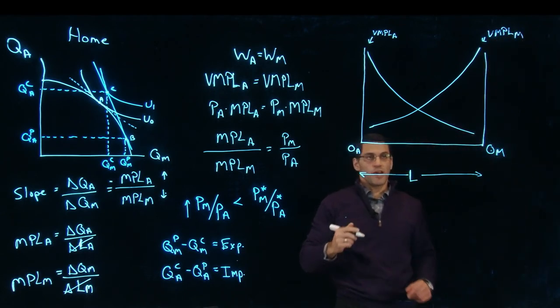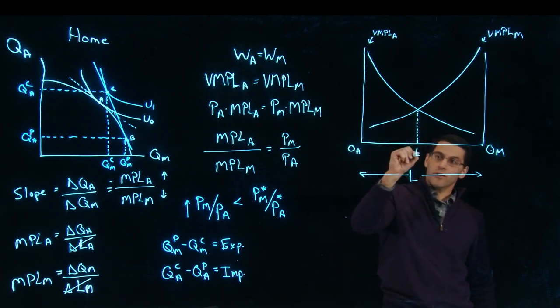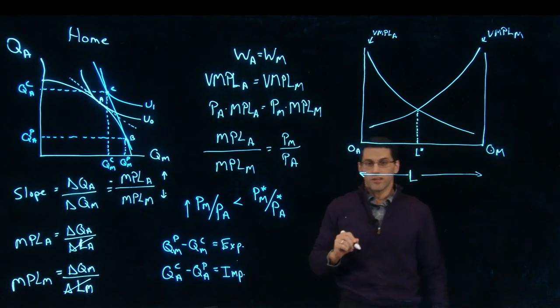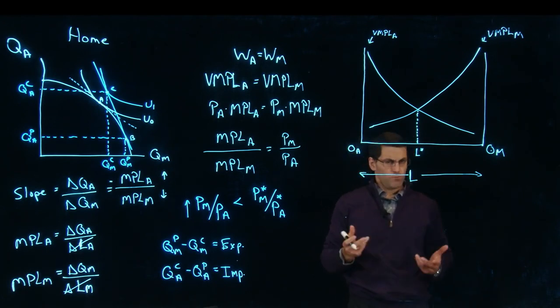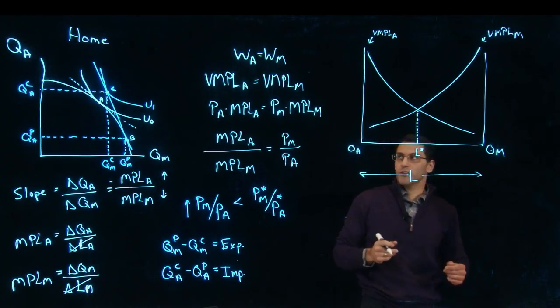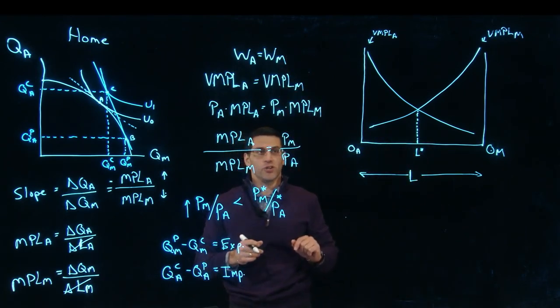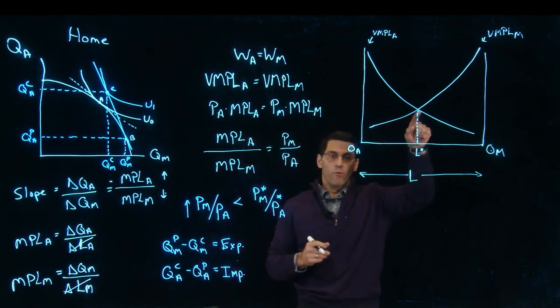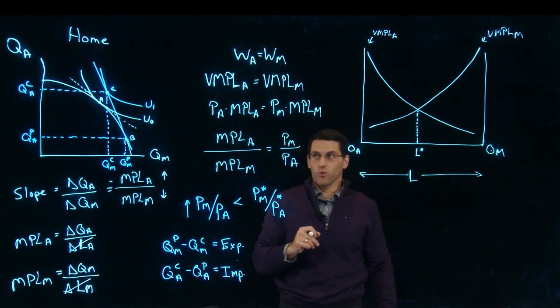The point where they intersect, that's the equilibrium allocation of labor between agriculture and manufacturing. Why? Well, to see that, let's go right back to this equation here. What's true at where the 2 curves intersect? That's where this equilibrium condition holds true.